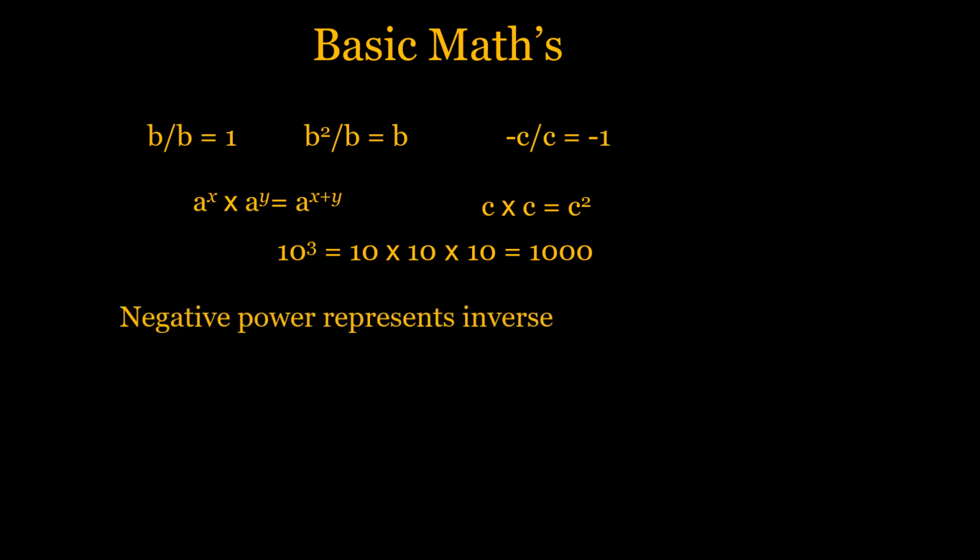Negative power of a number represents the inverse of a number. b to power minus 1 is equal to 1 over b, b to power minus 3 equals 1 over b cubed, and 1 over c to power minus 3 equals c cubed.